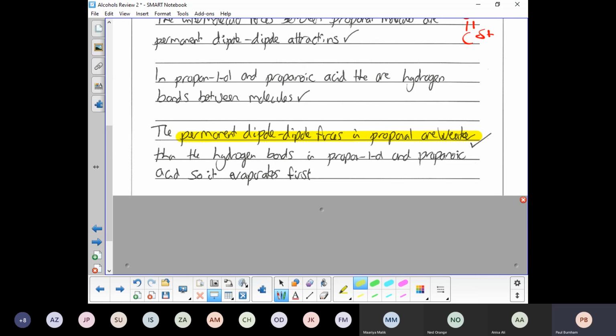I've given a full answer, I like a full answer here, so they're weaker than the hydrogen bonds in the other examples. How does that allow it to be separated? Well, you can see I finished my sentence here. It will evaporate before the other molecules evaporate, and so that's why it will come off first and be separated. But your key marks here are for identifying the intermolecular forces and commenting on the relative strength of those forces.